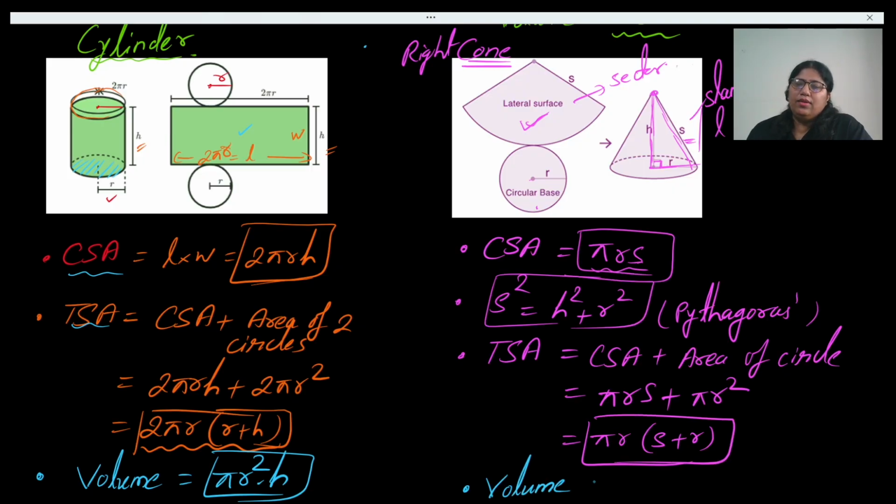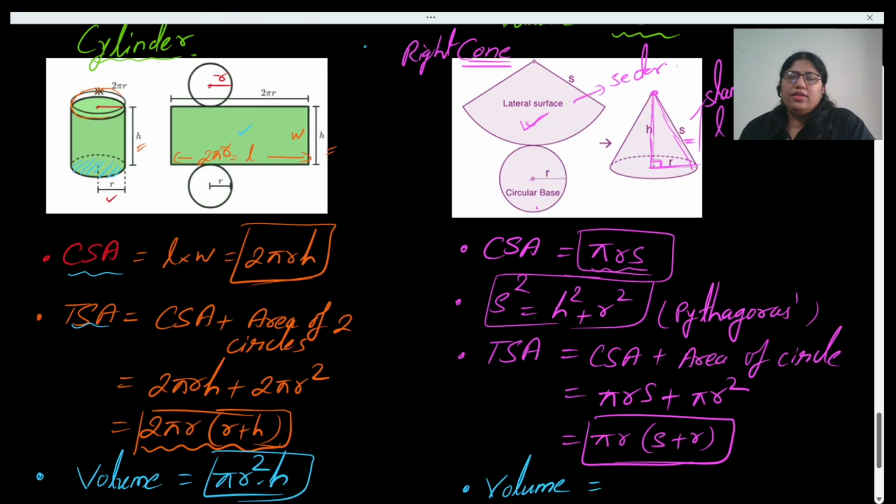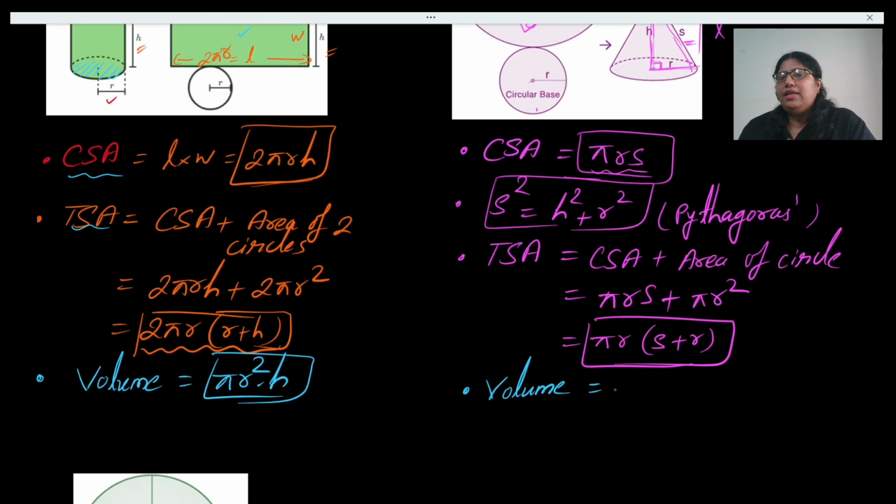Volume, how to calculate? You will see that the right cone is nothing but a pyramid. Whenever we have a pyramid, here it's a circular pyramid because the base is circular. So whenever there is a pyramid, we take the formula as 1/3 area of base into height. Height means 1/3, always area.